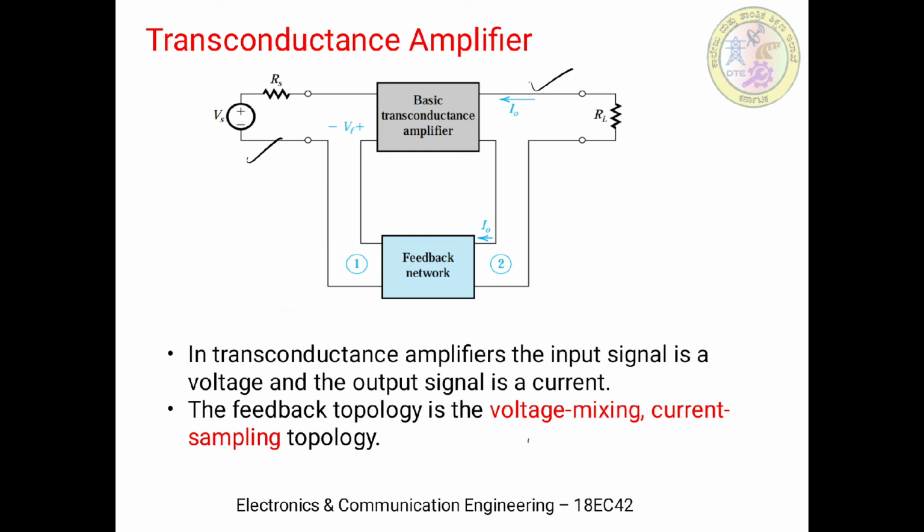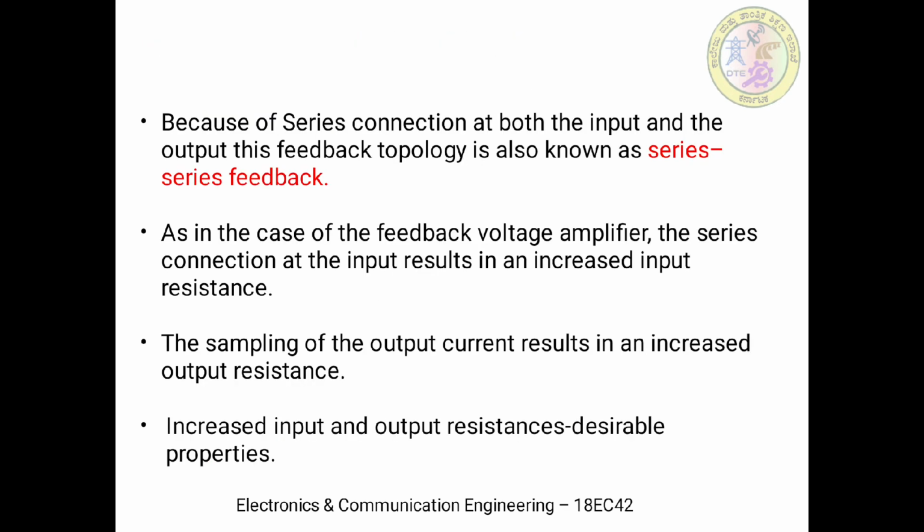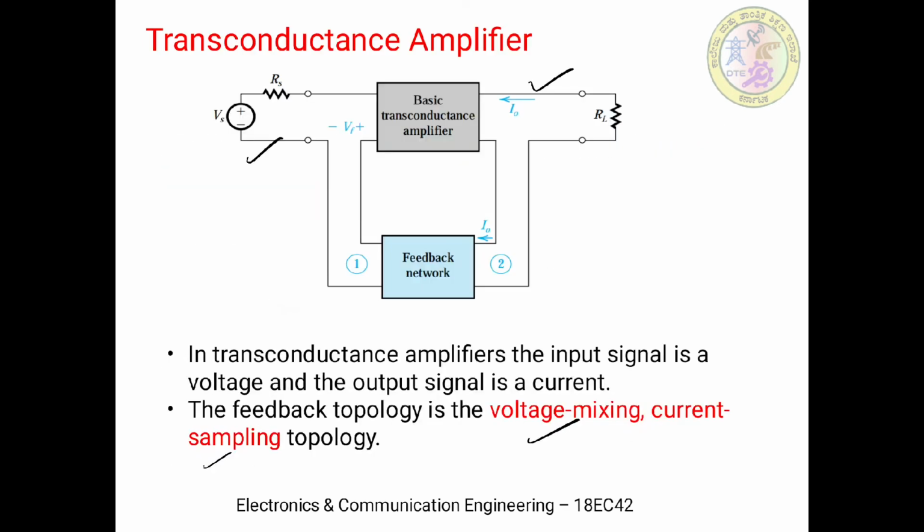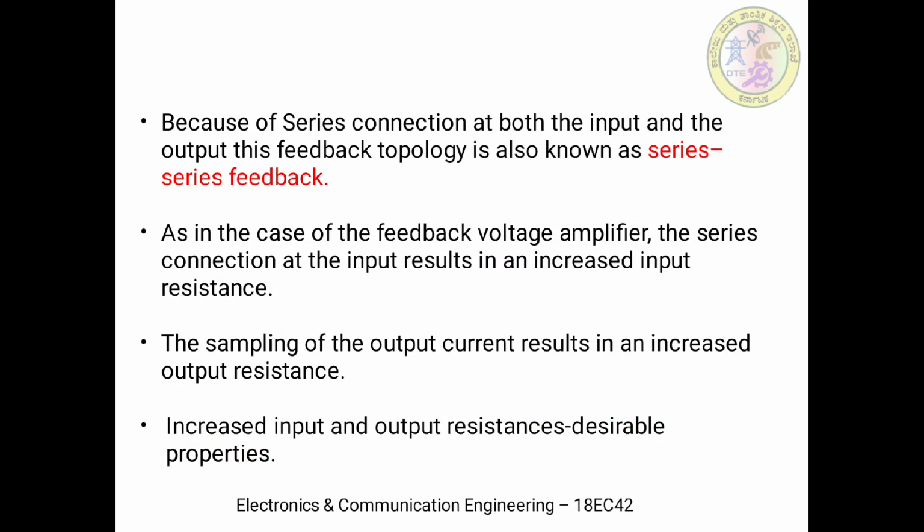Mixing is done at the input side. Current sampling refers to the action at the output side. So the transconductance amplifier topology has voltage mixing and current sampling. And also from the connection type, we can see that both at the input and output we have series and series connection. So obviously we can now identify this particular topology as series feedback.